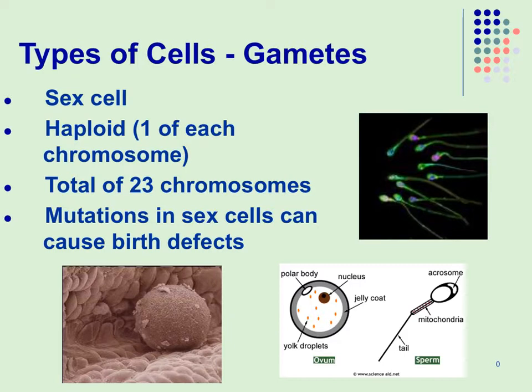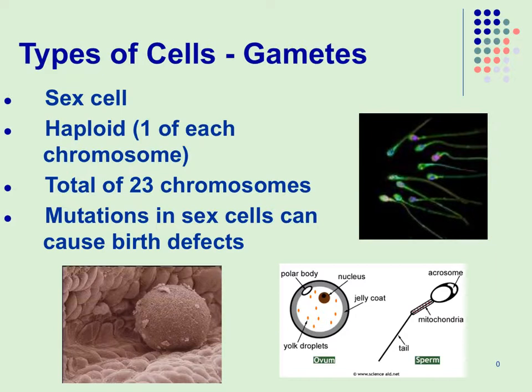And that's important because the sperm cell and the egg cell are going to unite and create a zygote, which is a single-celled organism that's going to develop into a new living organism. So again, mutations that happen in sex cells can cause birth defects, and they can be passed down to offspring.